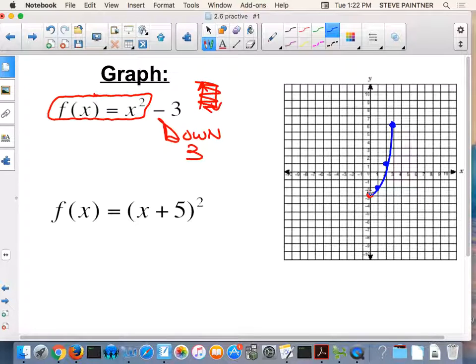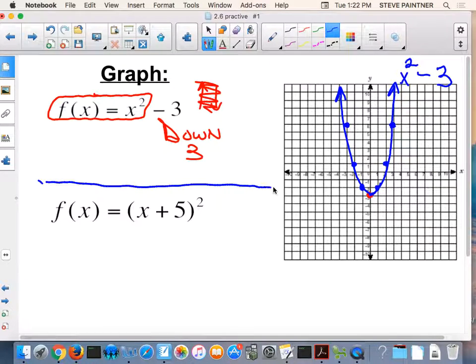This point would just go right about there. This point, here. So you don't have to sit there and go left 1, up 1, left 2, up 4, left 3, up 9. You can almost look at it and say that's where it is. Okay, now there's your new parabola, right? And maybe label it, this is my parent down 3. Just label it, x squared minus 3. Okay? All right, that one's done.